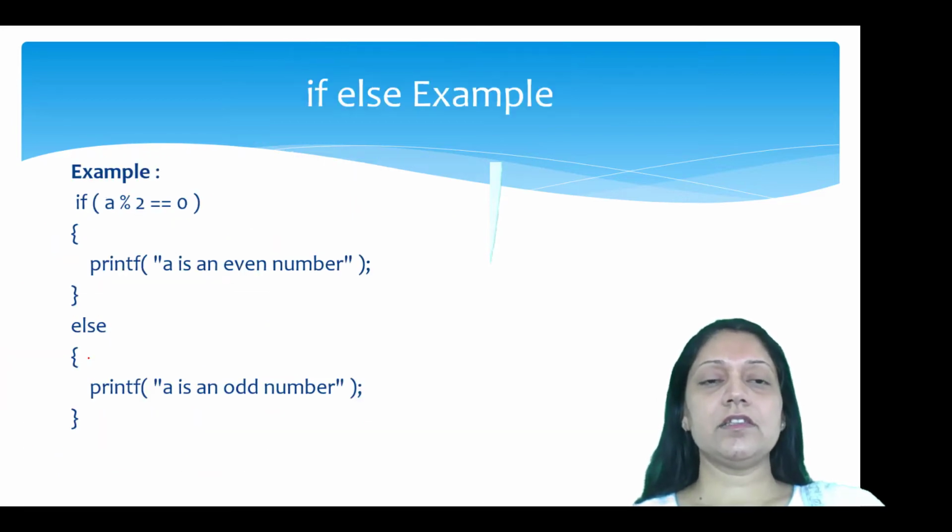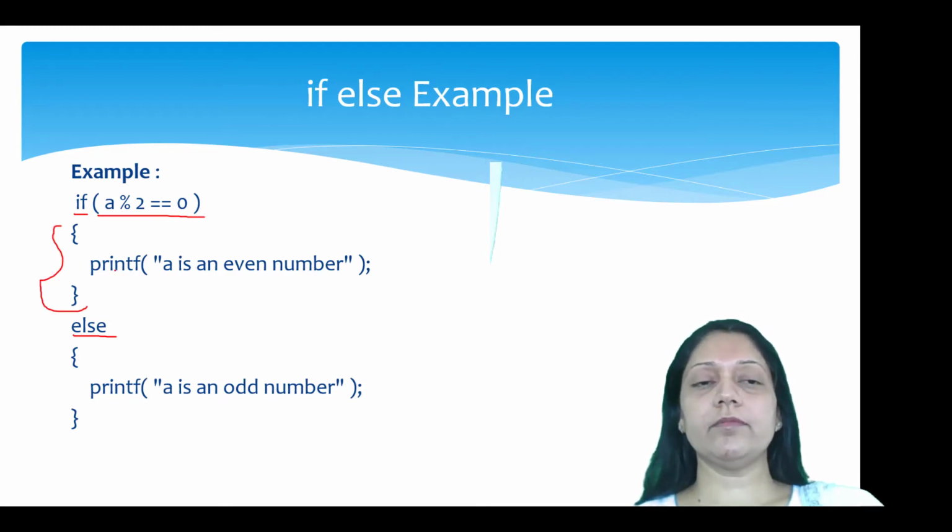Let's understand this with a simple example. Okay, if and else, there should be two parts in if else statements. After if, you are going to put the condition. a modulo 2 equal 0 is my condition. If the condition is true, then this part is executed. That is, printf a is an even number would be displayed onto the screen.